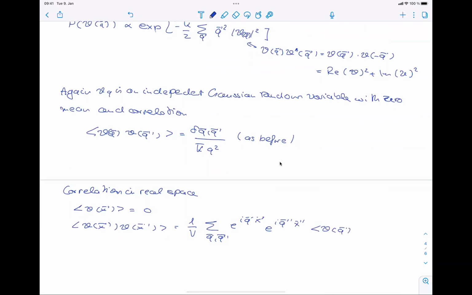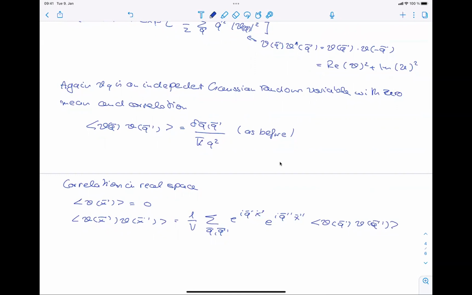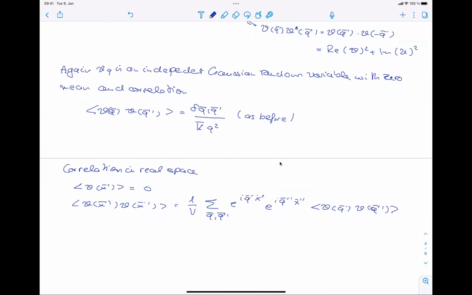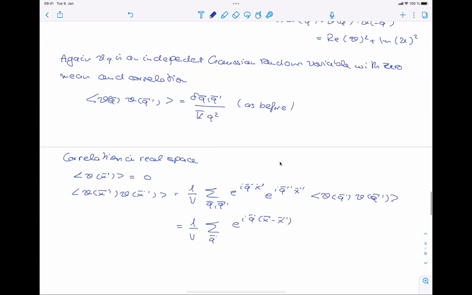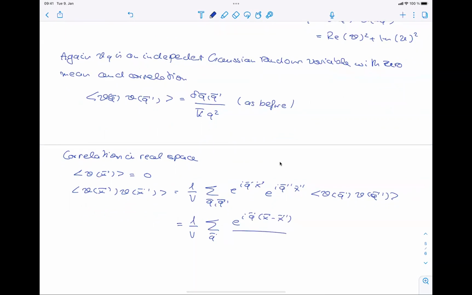and then putting in the delta q k over q squared, we find that this is just 1 over v, sum over q, e to the i q (x minus x prime), and k q squared.